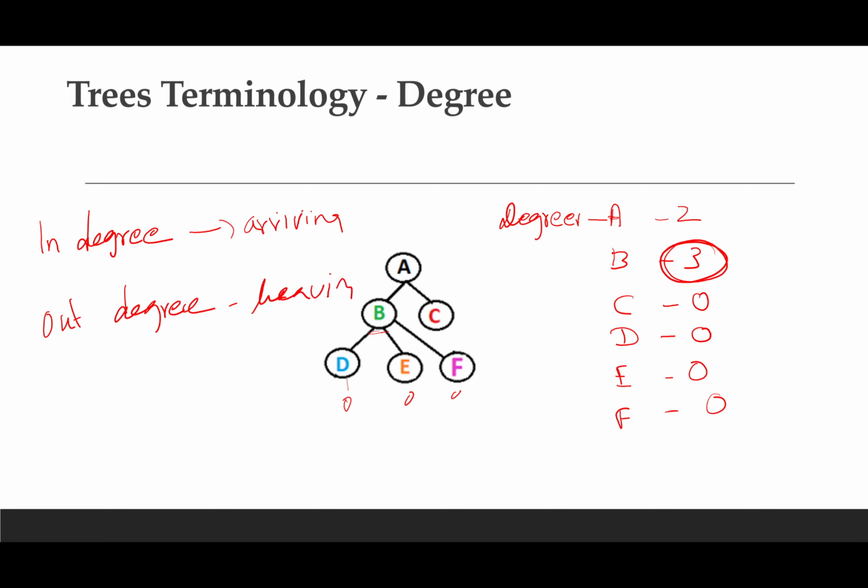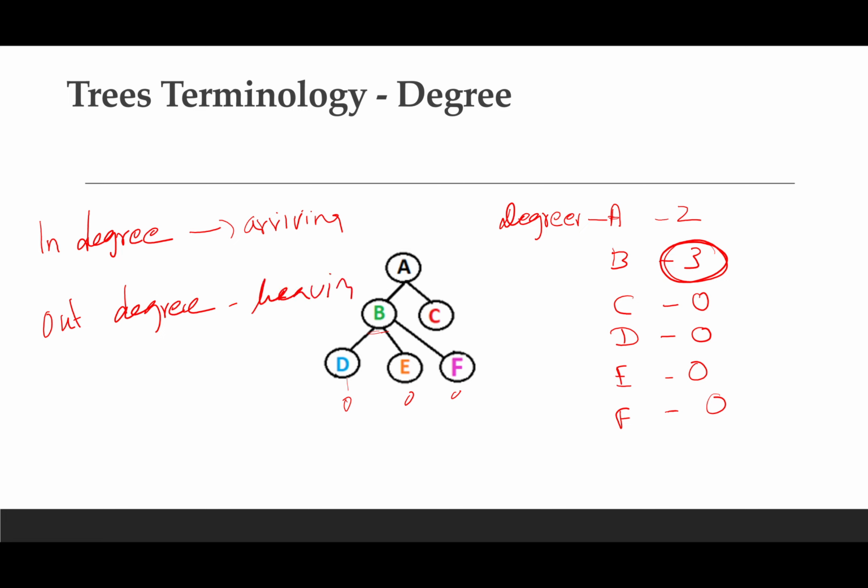Then if you take E, F and G, they don't have any child, so 0. And what is the height of the tree? The height of the tree is the height of the root node. So what is the height of the root node? 3. So the height of the tree is 3.